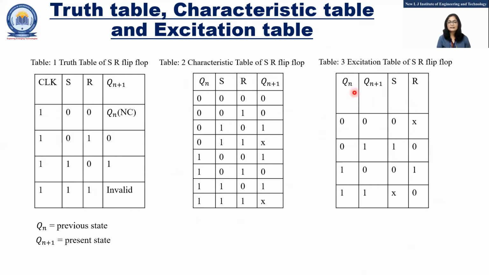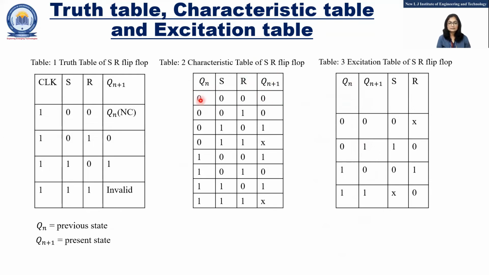You can see here, I am using Qn and Qn plus 1, 2 inputs. So 2 inputs are there, 4 possible combinations are there: 0 0, 0 1, 1 0, 1 1. Now I will refer to this characteristic table to fill this data. Suppose Qn and Qn plus 1 both are 0, I will refer to this table now. Qn is 0, Qn plus 1 is 0.